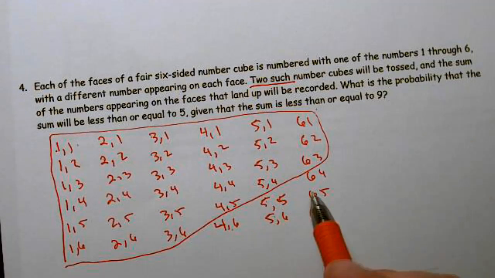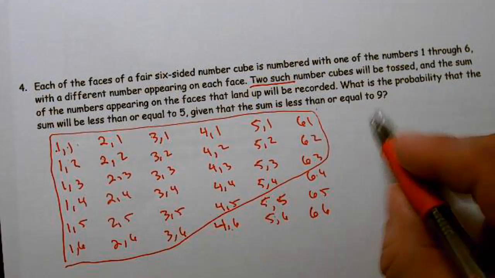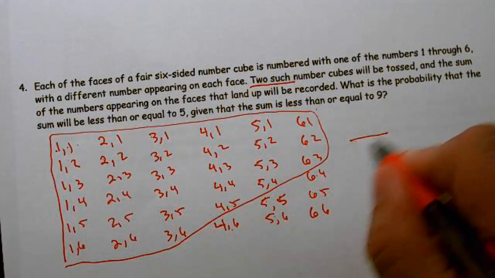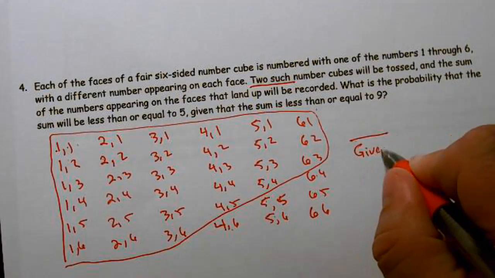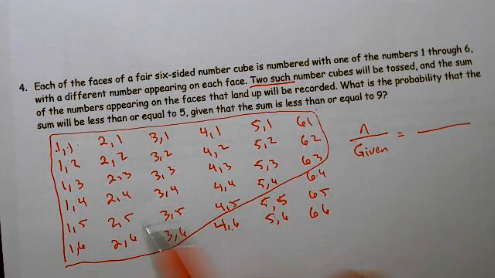And 1, 2, 3, 4, 5, 6. So 36 minus 6 is 30. So basically, if I counted all these up, they should sum up to 30. And remember, given is in the denominator, the intersection's in the numerator. So I had 30 possibilities in the denominator.